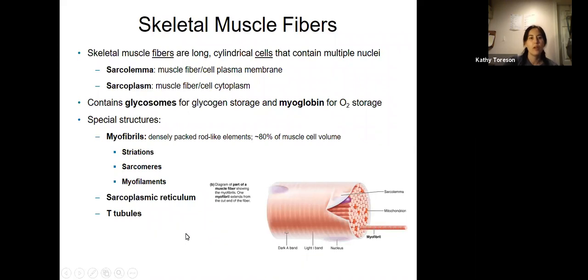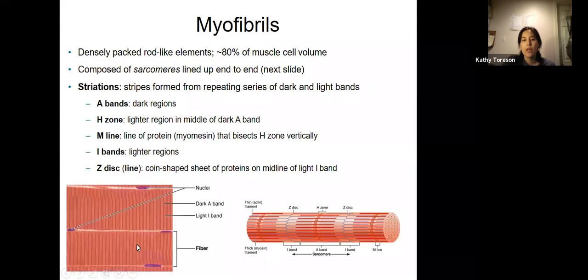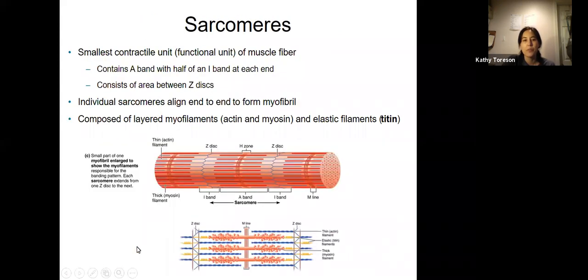All right, so as far as glossary terms, sarcolemma, like I said, is the fancy name for cell membrane. Sarcoplasm is the fancy name for cytoplasm. But where we're really going to get into is when we talk about sarcomeres.